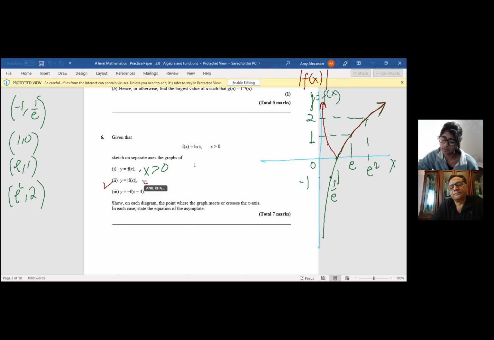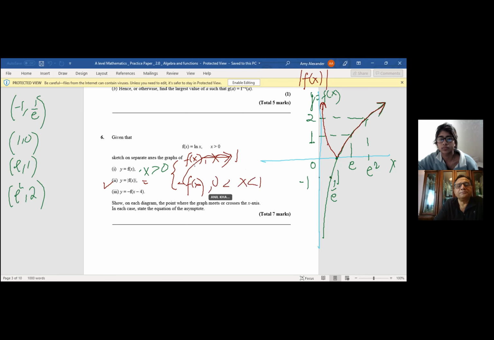It will be divided as a piecewise function, where it will be the same as f of x for x greater than or equal to 1, and negative of f of x when x is greater than 0 but less than 1. Is it clear? So we get that part. I'll just write as a side note, piecewise function, just so I can see a relation between the two topics.